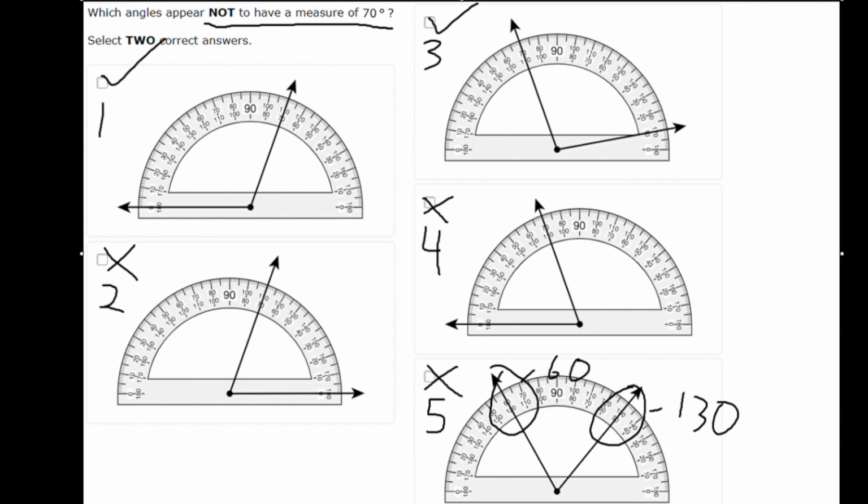Okay, so always stick to the one side. If you want, you can use the upper side or the lower side, whichever one you prefer. All right, let's move on to the next question.